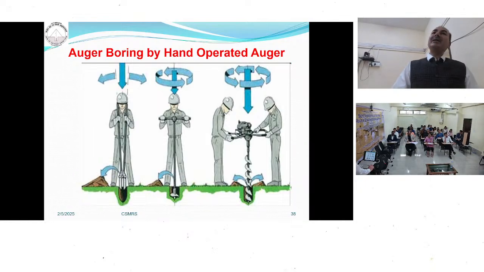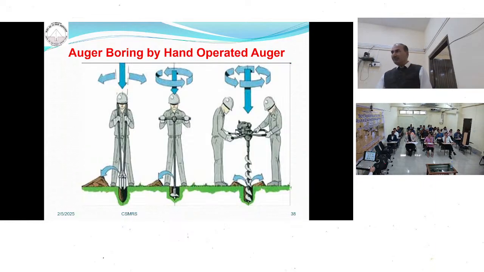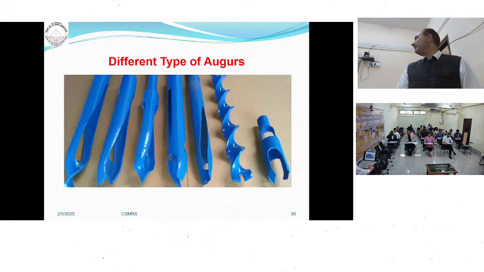In the case of hand boring, you are rotating the auger by hand, punching the ground by hand. So the depth of exploration will be very low, around 5 to 6 meters. But when you are using a machine auger, the depth of penetration is greater. This is the picture of the different kinds of augers.